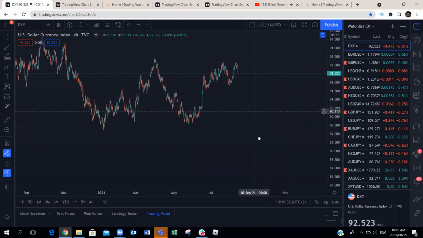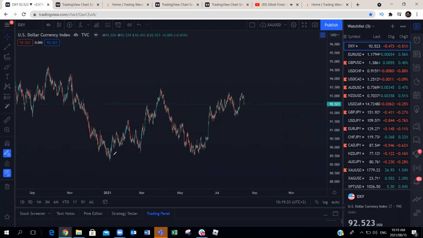So this is the DXY on the 4 hour. All of you will remember that we've been looking for these 3 waves on the DXY. And with those 3 waves, we're looking for this one to make 1, 2, 3 here. 1, 2, 3, we already got that. We're looking for this one to make another 3 waves here on the DXY.